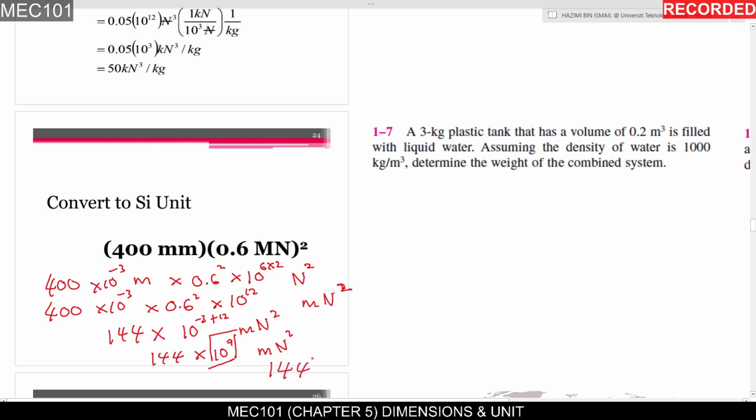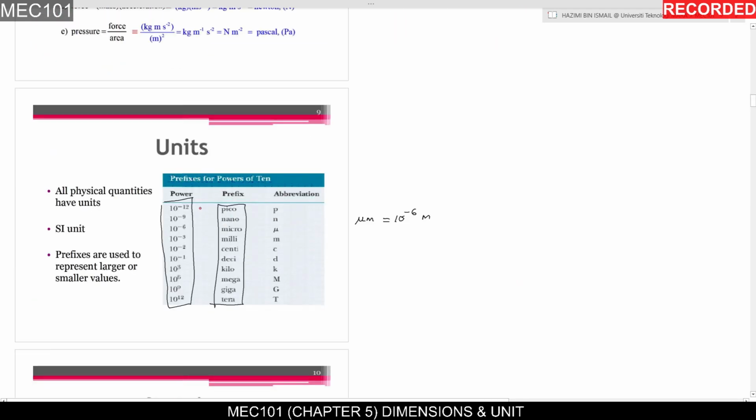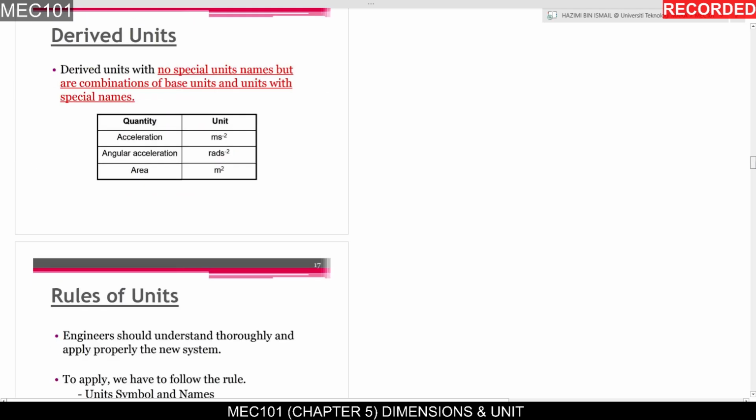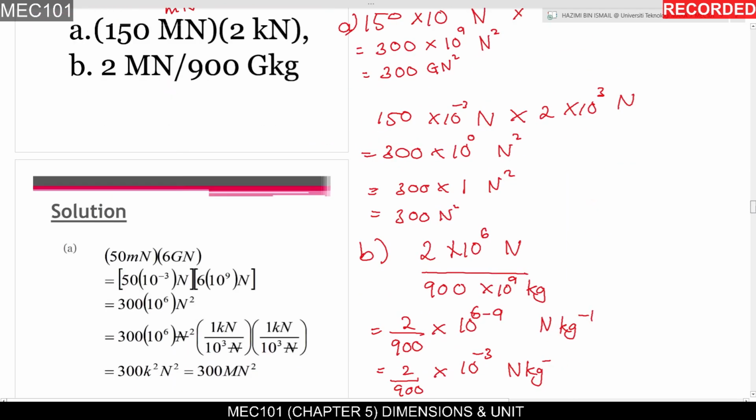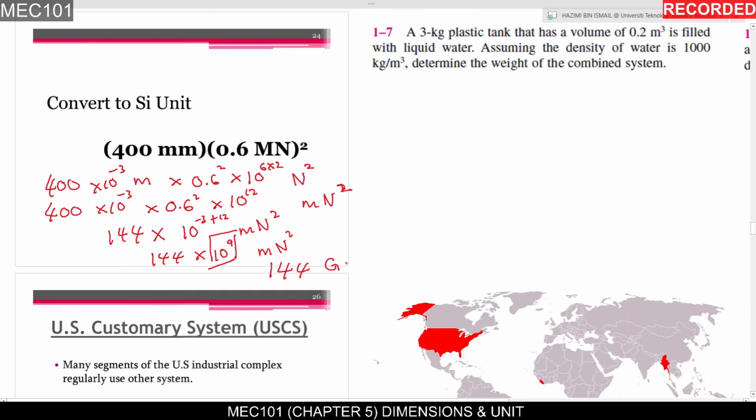If you change this into prefix, then you will get 144, 10 to the power of 9 is giga. If you do not remember, just refer back to the prefix list in this slide. Where is that? Okay, here 9 is giga, right? The symbol of the giga is capital G. So I replace 10 to the power of 9 with the giga G here, and this is the final answer.